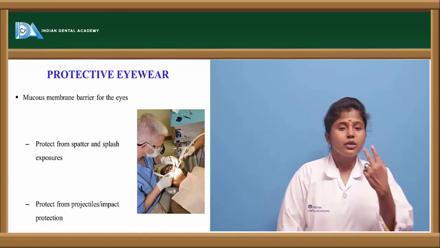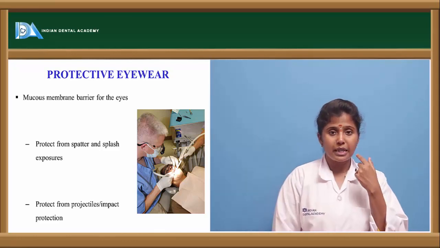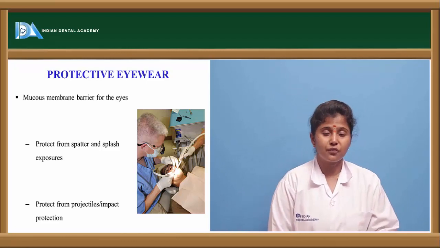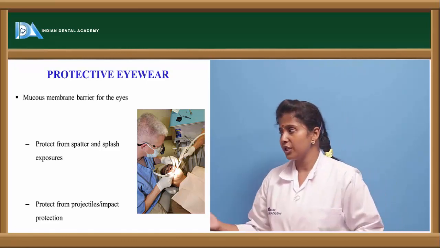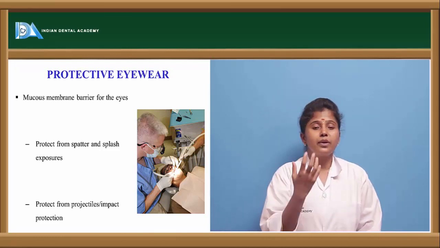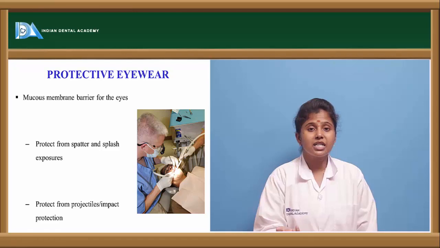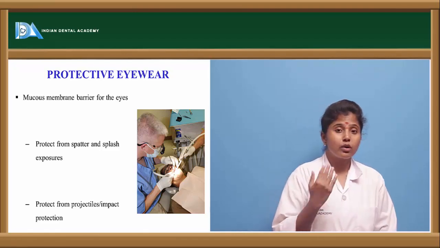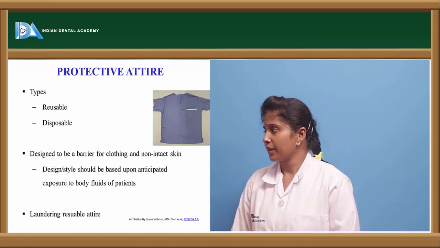Protective eyewear. Eyes are also a sensitive area. Once a foreign particle enters our eyes, it goes into systemic circulation very easily. So we need to wear proper eyewear during the surgery or treatment in order to prevent that. If a patient sneezes or coughs, there are chances of droplets falling or splashing into our eyes. In order to prevent that, we need to wear proper eyeglasses.